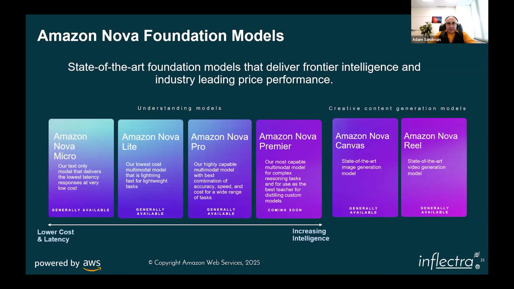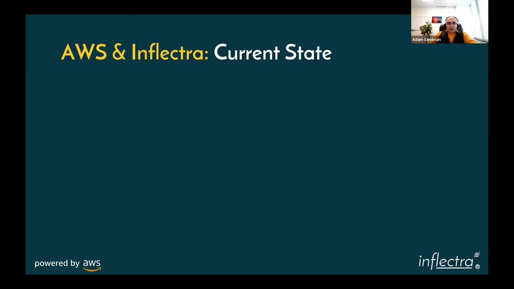And so Amazon's been really great in giving us that high performance, high throughput, low cost. And we are using Amazon Nova for several of our features. So let's talk about where we are.